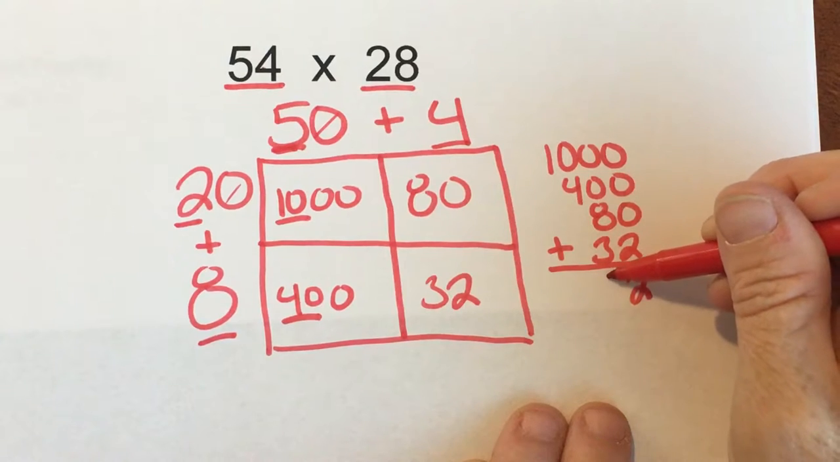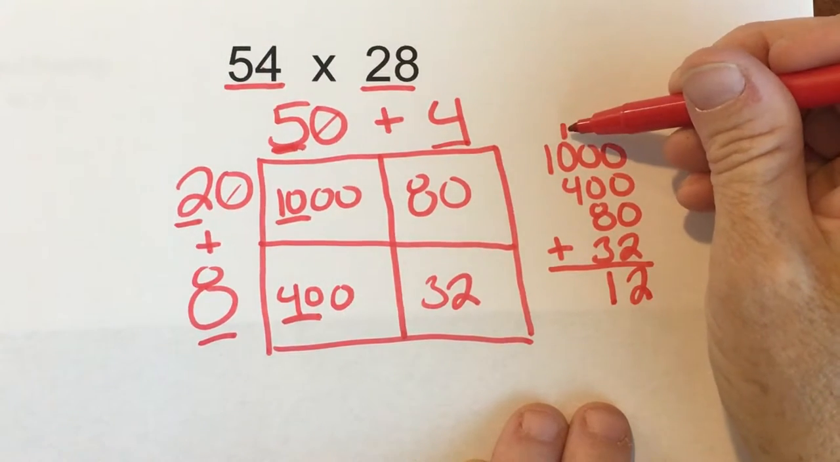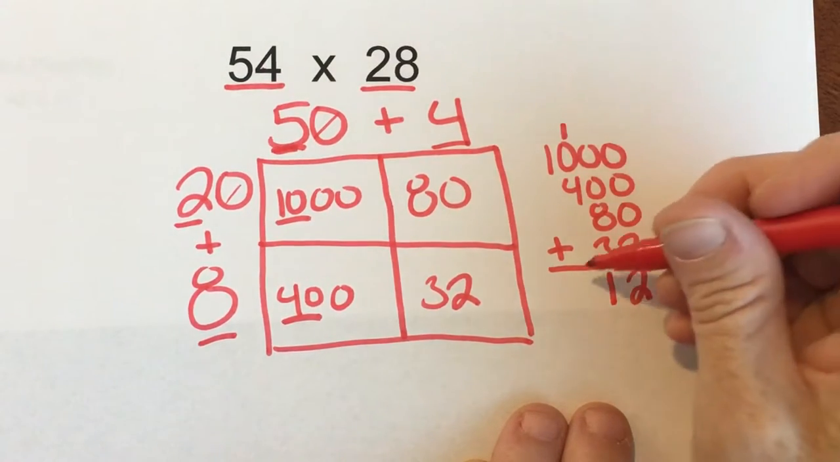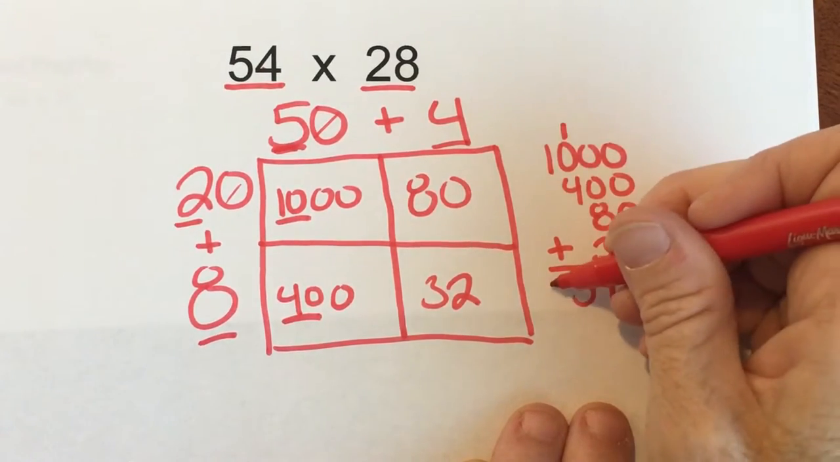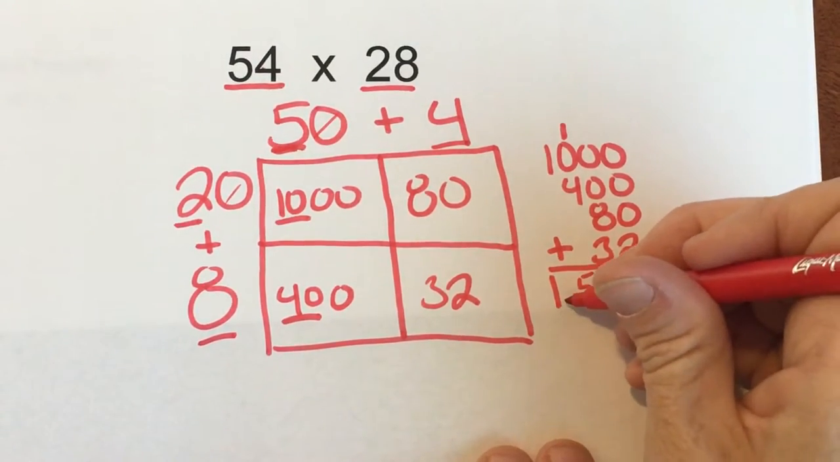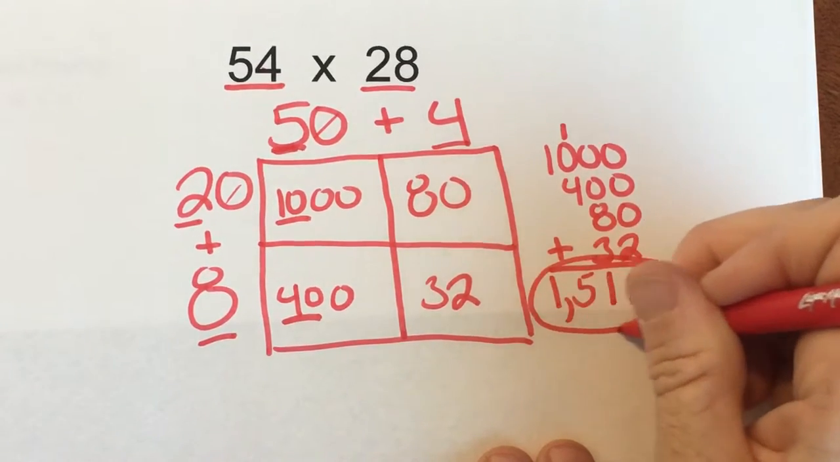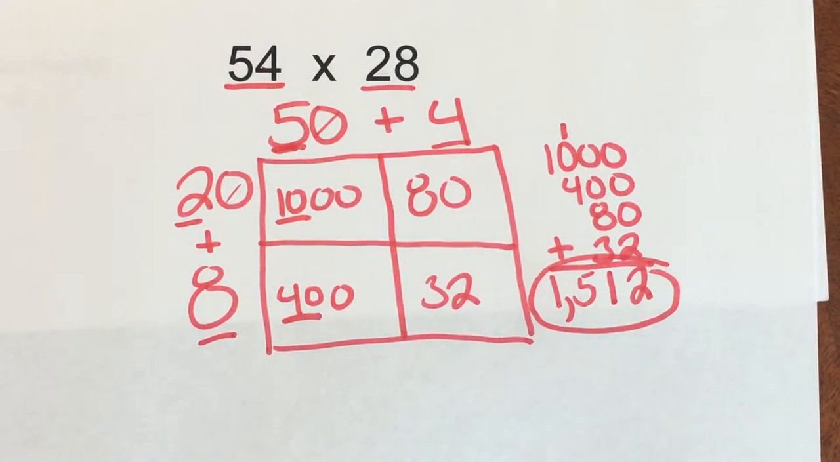8 plus 3 is 11. So I'm gonna put my 1 and carry my 1. 1 plus 0 plus 4 is 5. And I get 1. So my answer is 1,512.